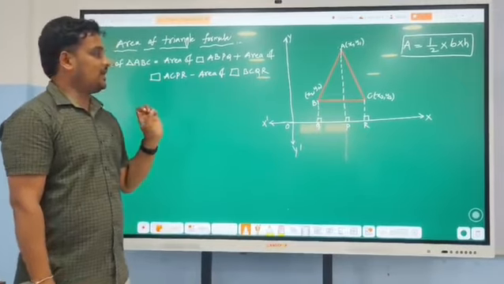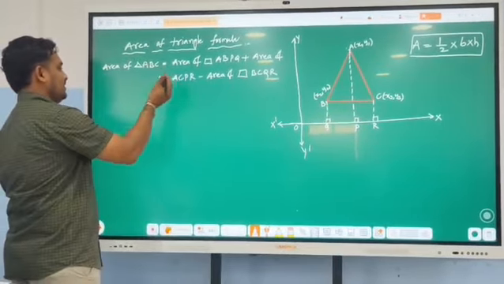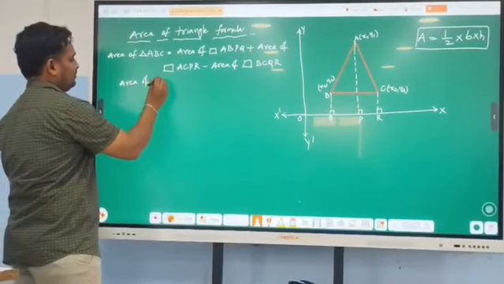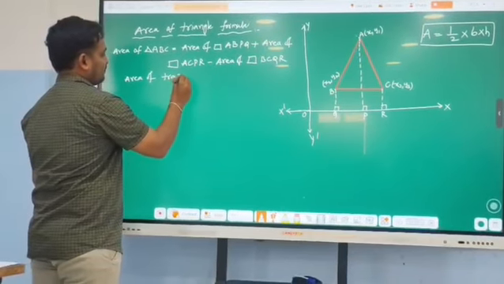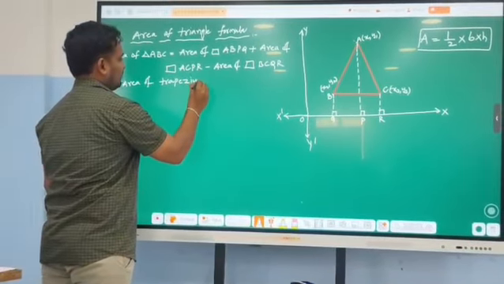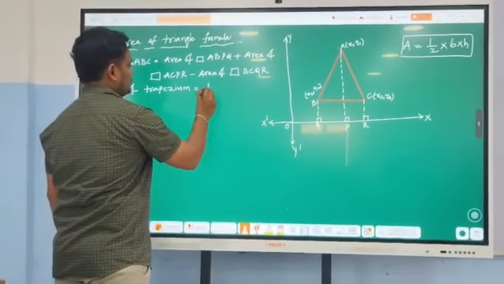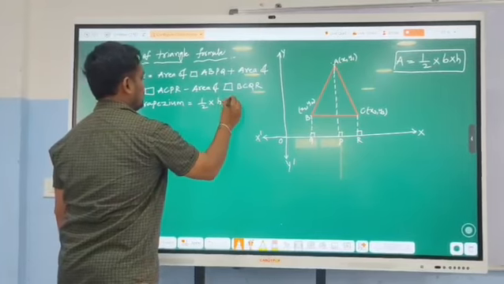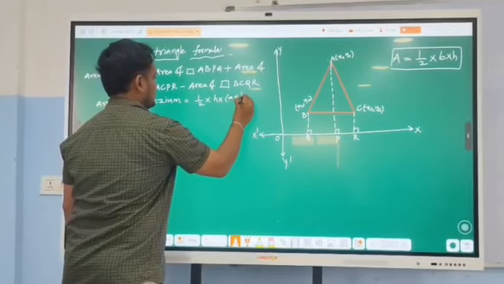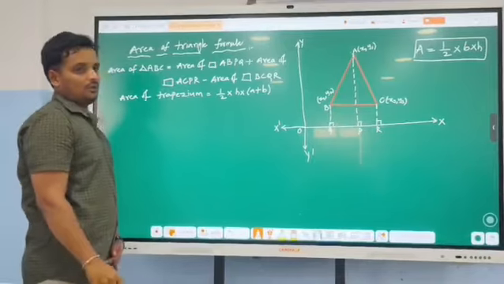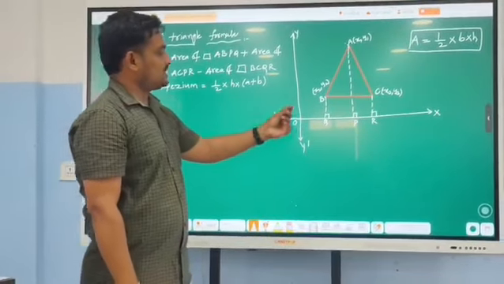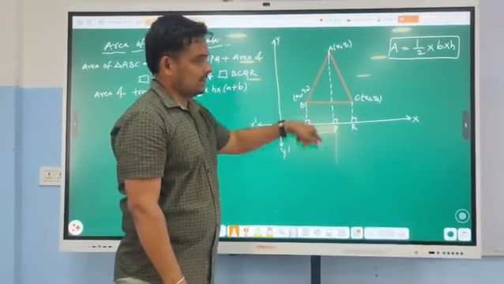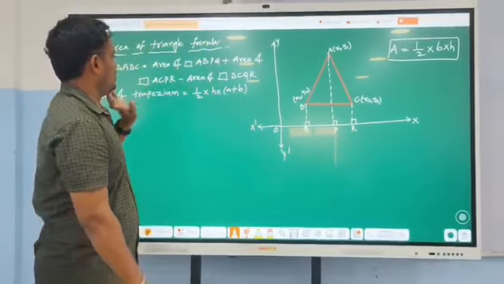So what is the area of a quadrilateral? First of all, what is the area of a trapezium? Formula: area of trapezium is equal to half into perpendicular distance between parallel sides into the sum of the parallel sides, that is h into a plus b. h is the distance between two parallel sides and a and b are the lengths of the two sides. Okay, now I will substitute the values.